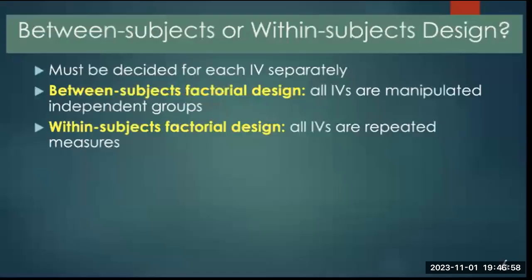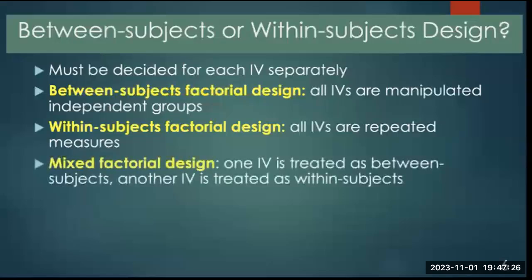So one day you would test them all in the morning. Second day, you would test them all in the afternoon. And the third day, you would test them all in the evening, but they're all the same people. If you're short on time, you do it between subjects because at one time you can do all the different conditions, right? If you want to eliminate the possibility of individual differences and you have a little bit more time, then you conduct it as a within subjects factorial design.